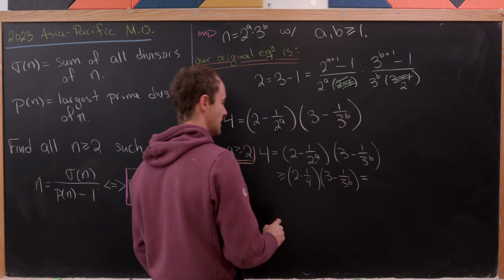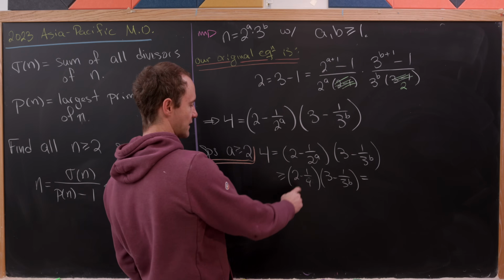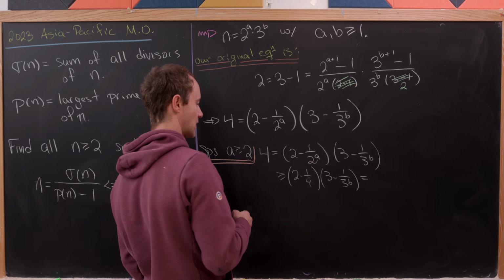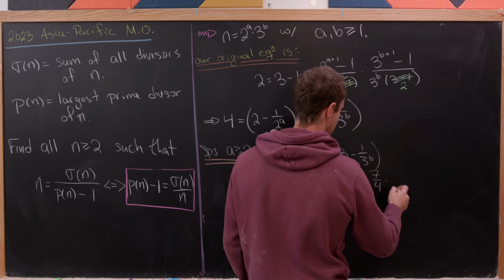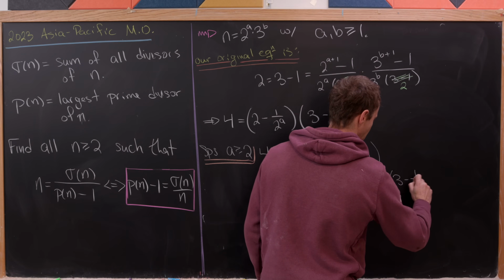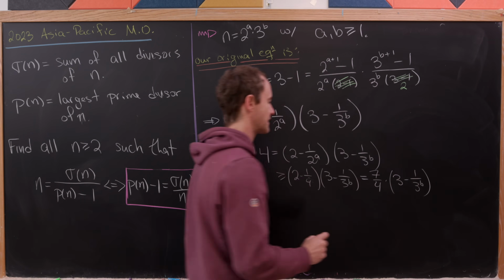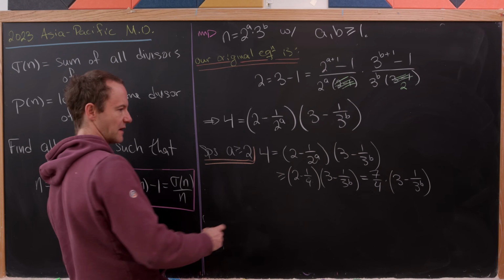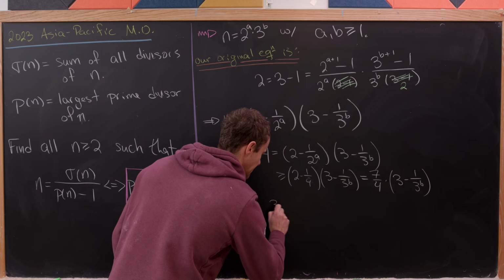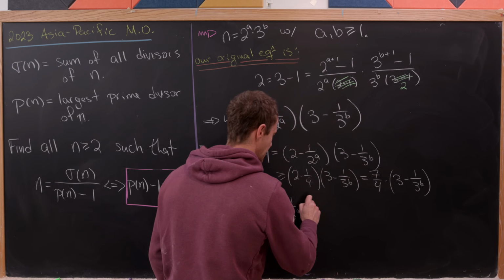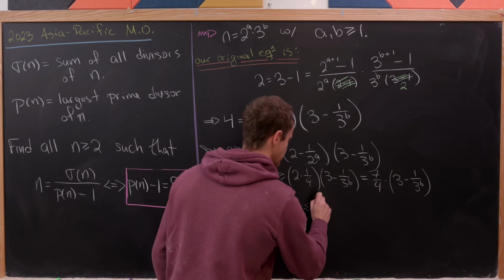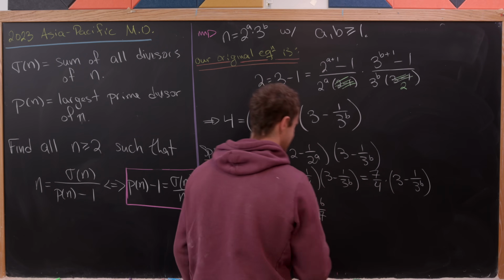But we can do a little calculation here. 2 minus 1/4 is going to be 7 over 4. And then here we have 3 minus 1 over 3 to the b. So we've got something like that. But now let's observe that moving some things around, that gives us the inequality 3 minus 1 over 3^b is less than or equal to 16 over 7.